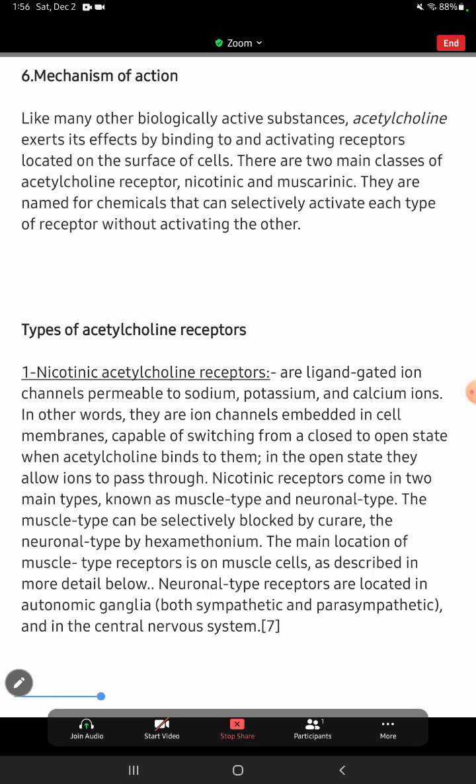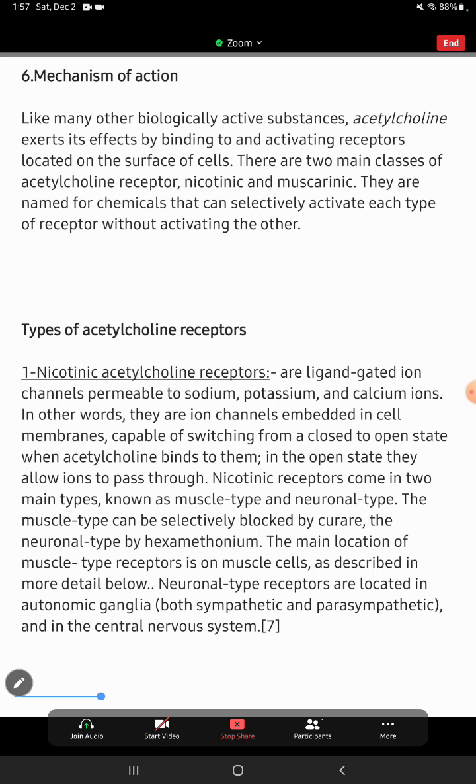Type 1, nicotinic acetylcholine receptors. Nicotinic acetylcholine receptors are ligand-gated ion channels permeable to different ions like sodium, potassium and calcium. In other words, they are ion channels embedded in the cell membrane, capable of switching from a closed state to an open state. When acetylcholine binds to them, they enter the open state, allow ions to pass, and then go back to the closed state.